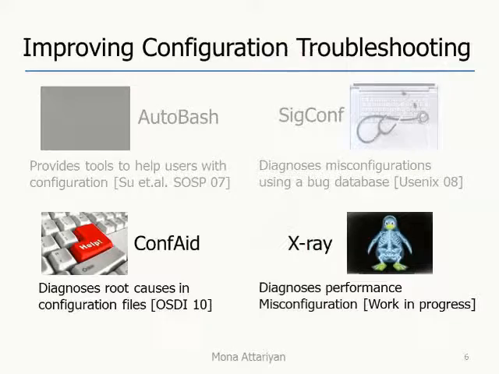I worked on a project called Autobash. It was published at SOSP 07, and it basically provides a set of tools to the users to help them fix their configuration problems more easily. I developed a tool called CConf that diagnoses misconfigurations using a bug database. And my most recent tools are ConfAid and X-Ray, and they both diagnose misconfigurations that come from configuration files. ConfAid does that for misconfigurations that lead to failures and incorrect output, and X-Ray does that for performance misconfigurations. And I'm going to talk about these two today.